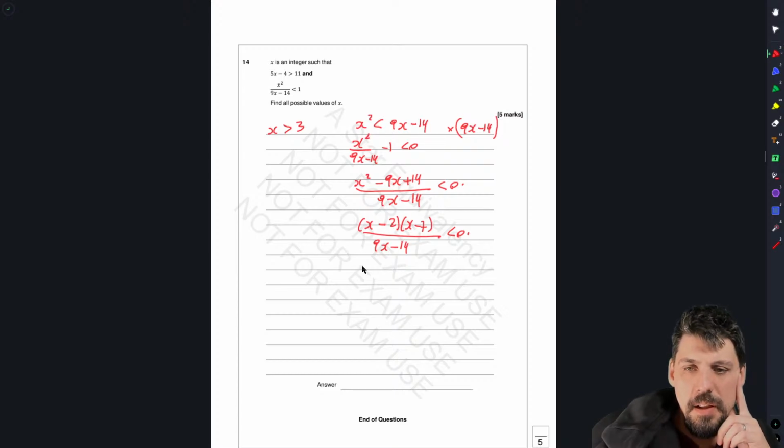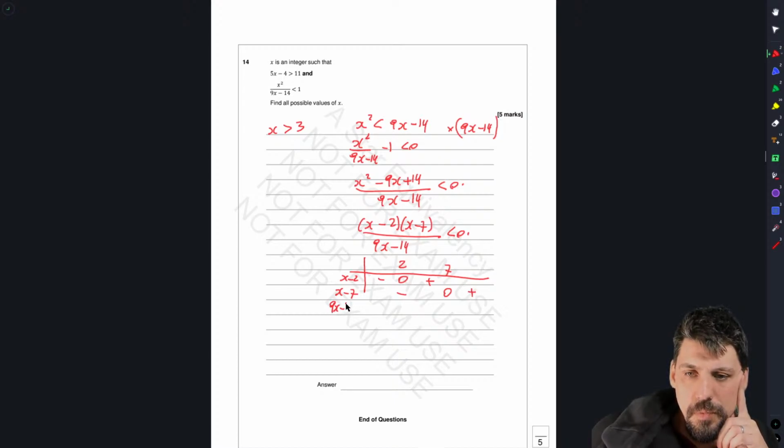Now, what's interesting here, again, I might be overthinking this, but x minus 2 has a zero at 2, so it will go negative, positive. x minus 7 will be 0 at 7, and it'll be negative, then positive. 9x minus 14, we're going to look at 14 over 9. Zero there, it is negative, then it's positive.